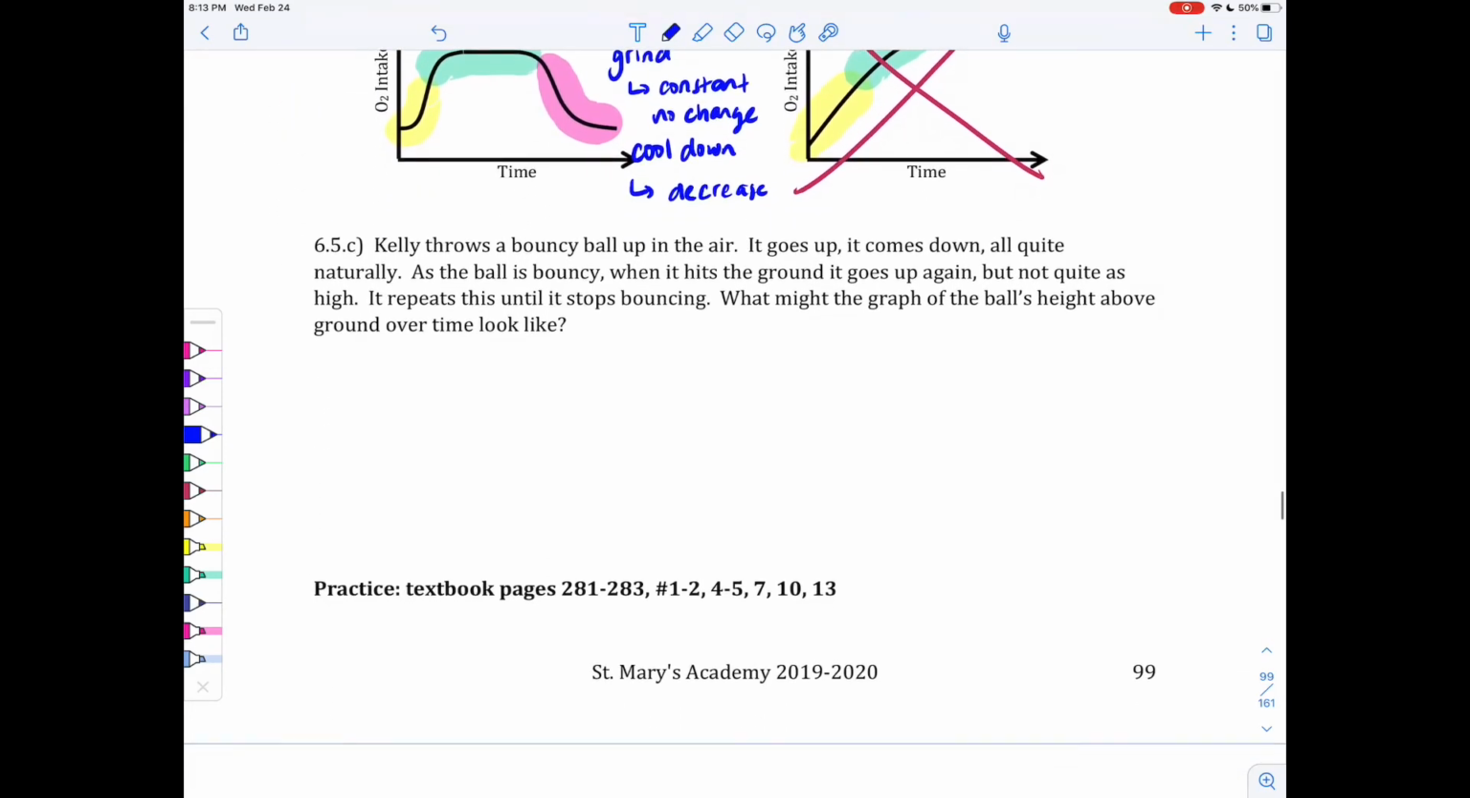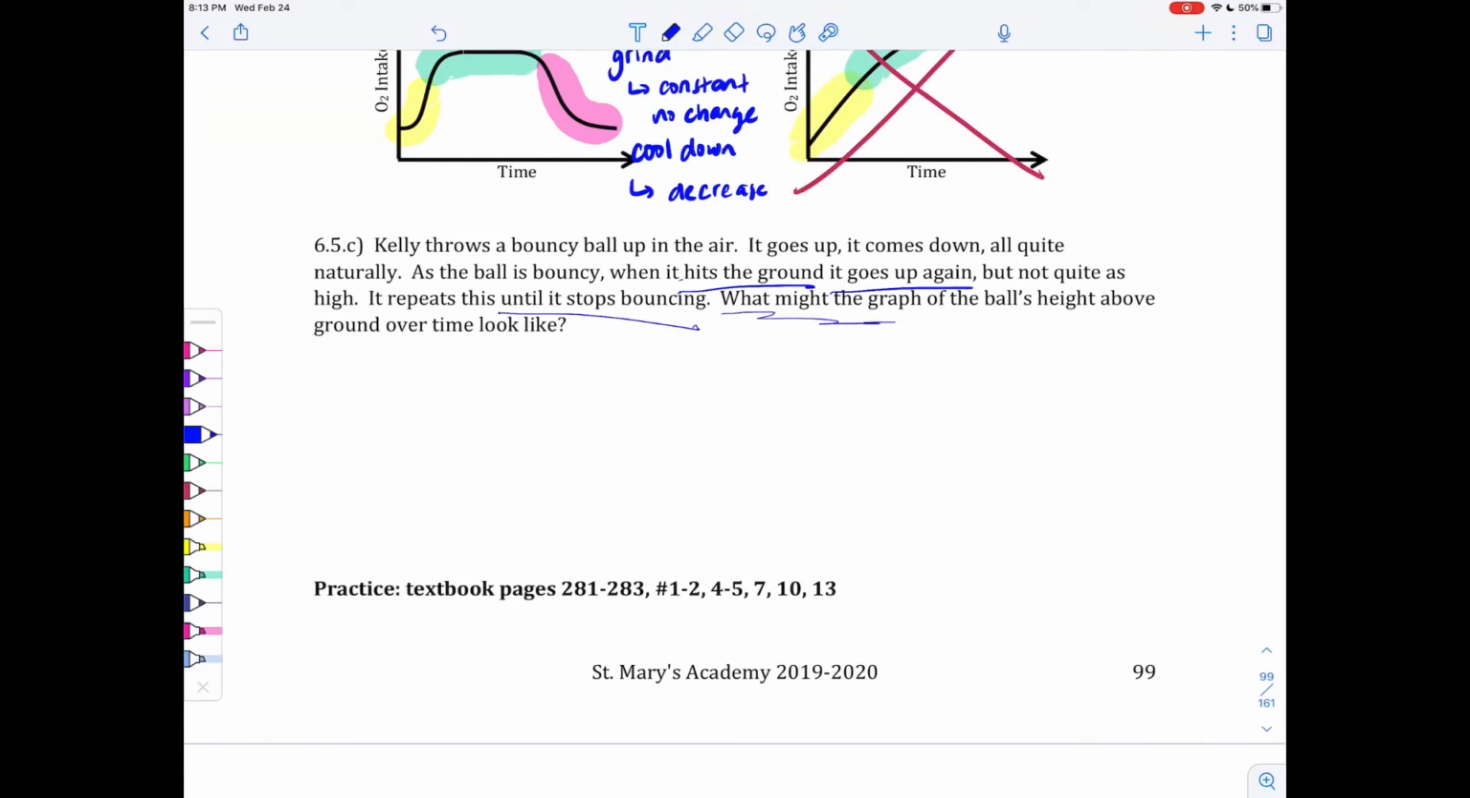In our last example, Kelly, hey, that's my brother-in-law, throws a bouncy ball high up in the air. Whee! It goes up, and then it comes down. That's what happens. You throw things up, and then they come back down. But it's a bouncy ball. So it hits the ground, and then it goes up again, but not as high, right? The energy goes somewhere, probably into the floor. Not an elastic collision, am I right? Classic. And then it's just going to keep bouncing and bouncing until it stops eventually.